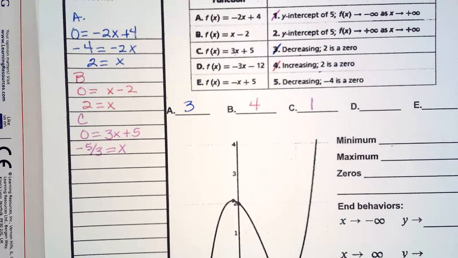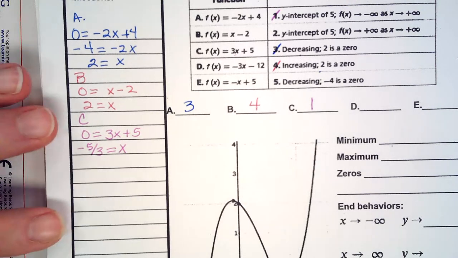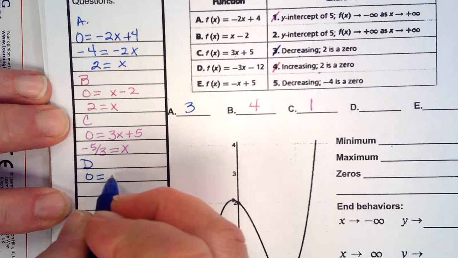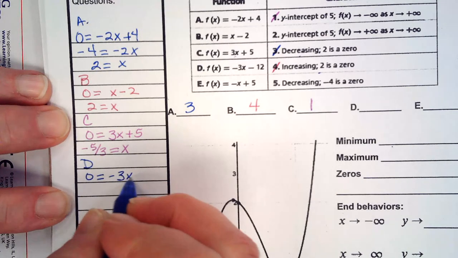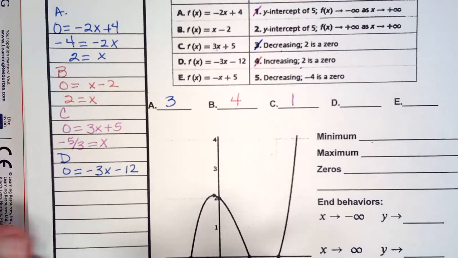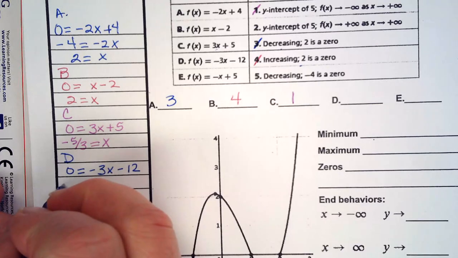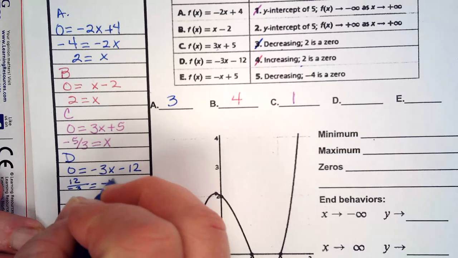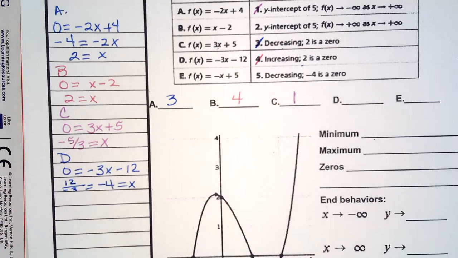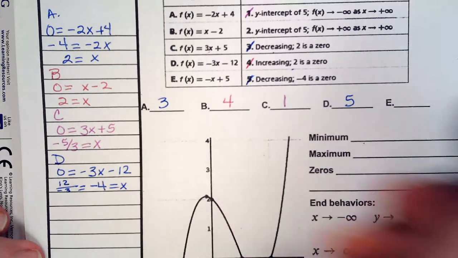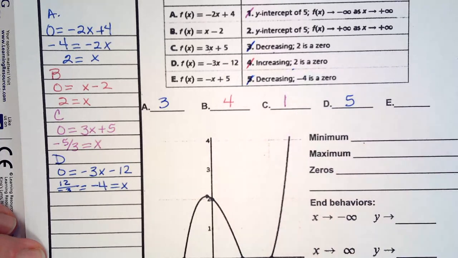Okay, for D, it's decreasing. I've got 0 is equal to negative 3x minus 12. I'm looking to see where my 0 is. Add 12 to both sides and then divide it by 3. That gives me negative 4, and that's what is equal to x. So this is actually 5. And so E has got to be number 2.